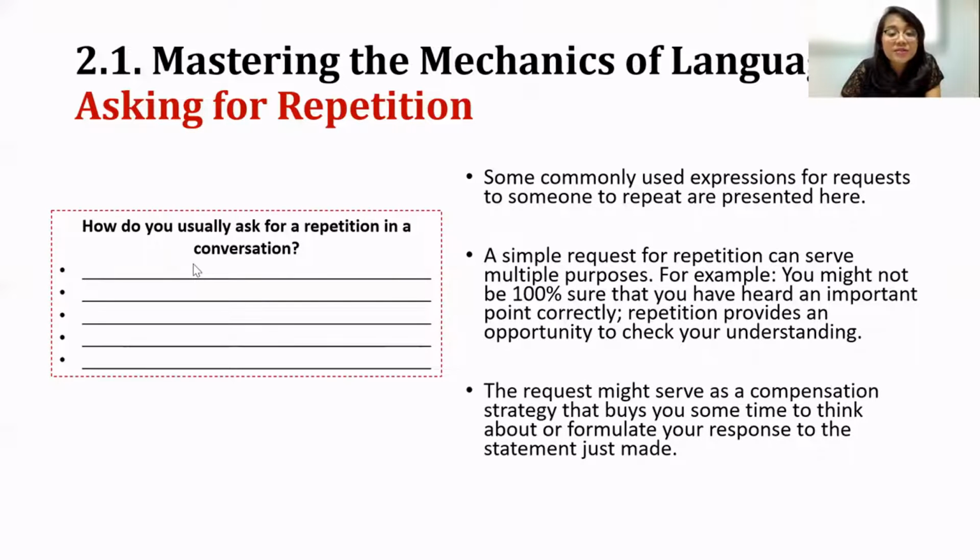The request might serve as a compensation strategy that buys you some time to think about or formulate the responses to the statement just made. So the expressions about asking for repetition is not only for asking our speaking partner to repeat what they just said, but also to be a compensation strategy to give you some time to think of what's the best responses to whatever your speaking partner just said. So it serves many purposes, right? Now let's find the expressions.